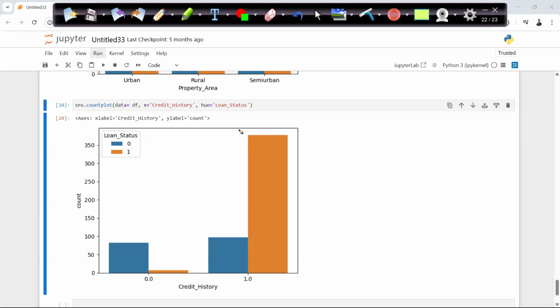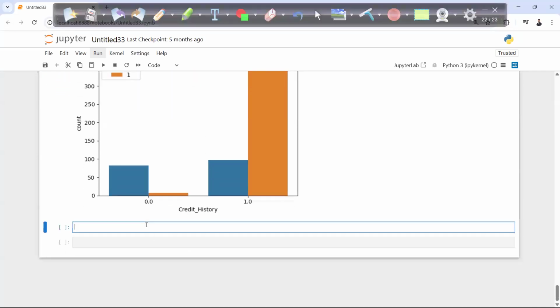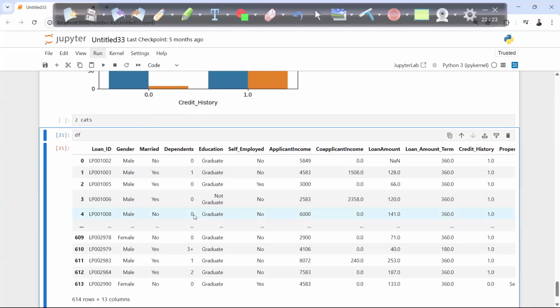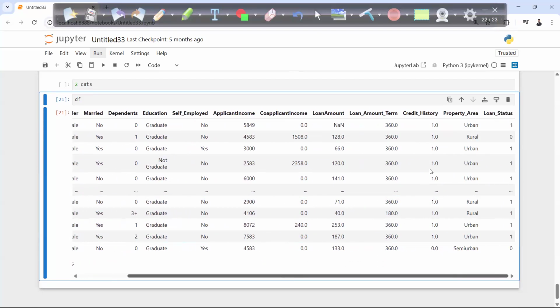Now I'll be doing what? I'll be taking one categorical and one numerical. Till this point of time, I did bivariate, but I was having two categoricals. But now I will be taking one categorical and one numerical. For example, let's say I am taking this loan status. Loan status is a categorical, right? And let's say I am taking applicant income. Okay. So loan status is a categorical column and applicant income is a numerical column.